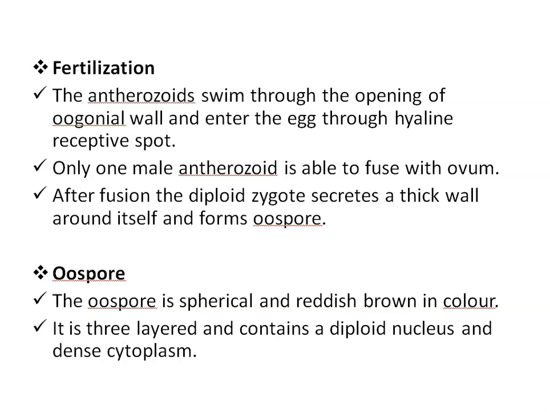Oospore is spherical, reddish brown in color. It is three-layered and contains a diploid nucleus and dense cytoplasm. Oospore is a resting spore, and it may remain dormant for a year or more. The diploid oospore divides meiotically to form 4 haploid daughter protoplasts. Each daughter protoplast metamorphoses into zoospores known as meiozoospores. The meiozoospores are liberated in a vesicle, and soon the vesicle breaks and meiozoospores come into the water. Each spore germinates and forms a new plant.